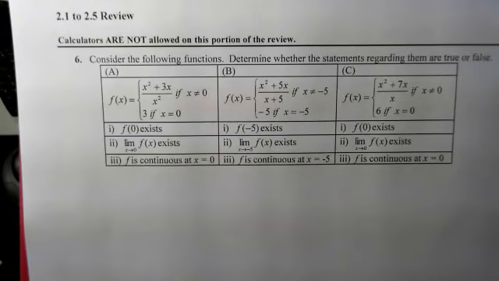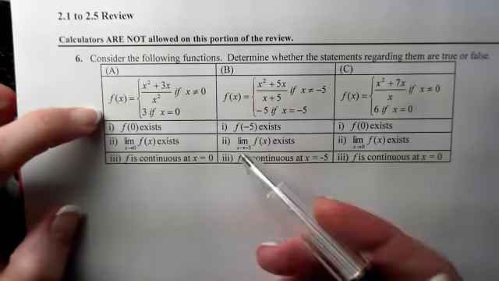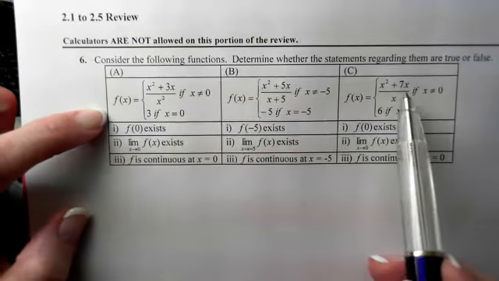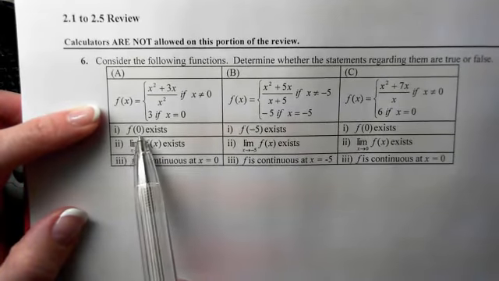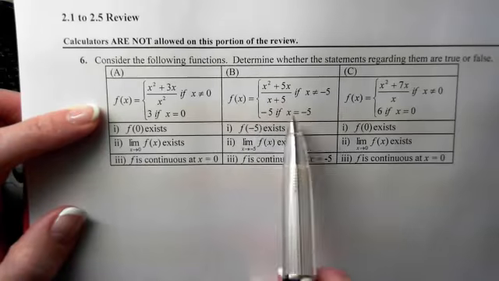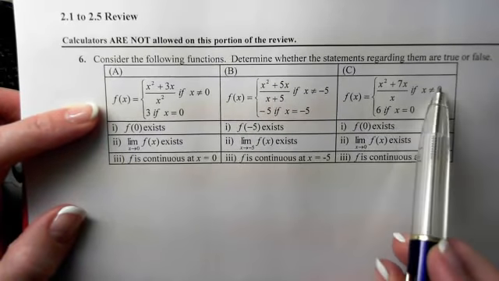Okay, we're still on the 2-1 to 2-5 review. Calculators are not allowed yet, and this is number 6. On all 3 of them, we are going to determine whether the statements regarding them are true or false. So, each of these 3 is a piecewise function, and all of the statements are determining whether or not we have outputs at the joint.